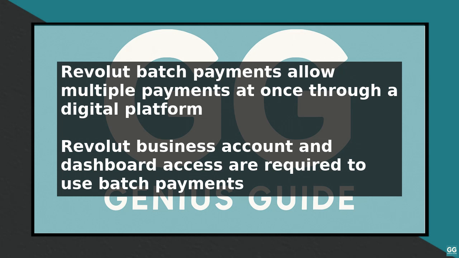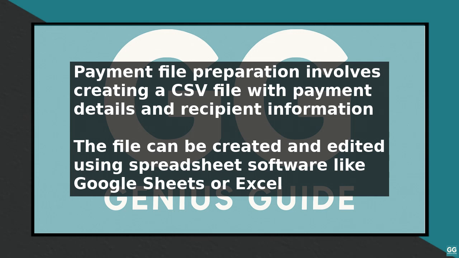To get started, you need to have a Revolut business account and access to the Revolut dashboard. From there, navigate to the Payments section and select Batch Payments. This feature enables you to upload a file containing multiple payment instructions, which are then processed simultaneously.